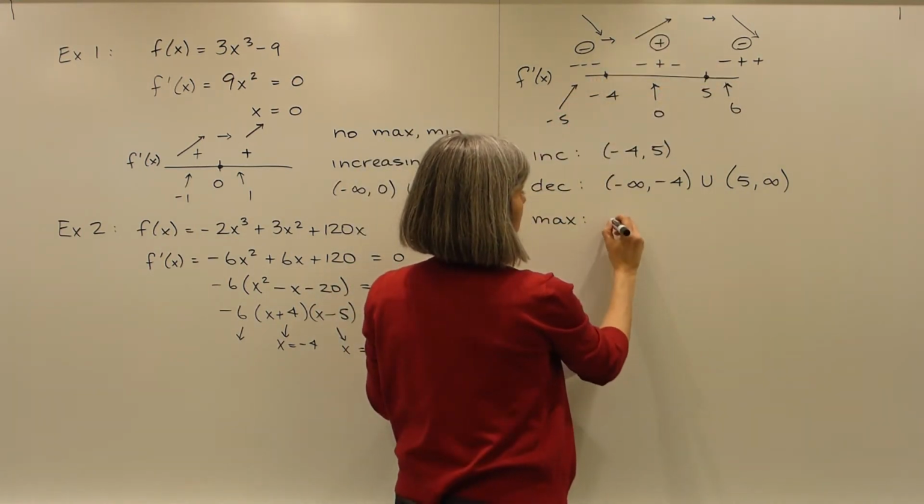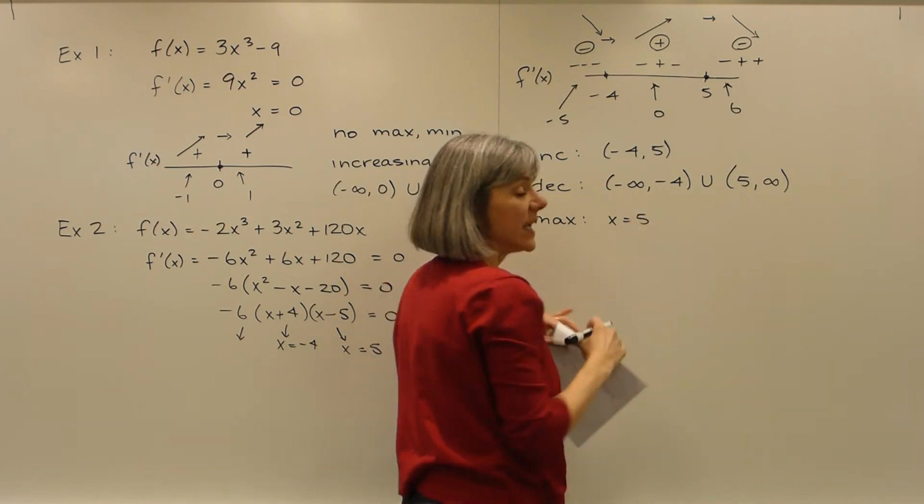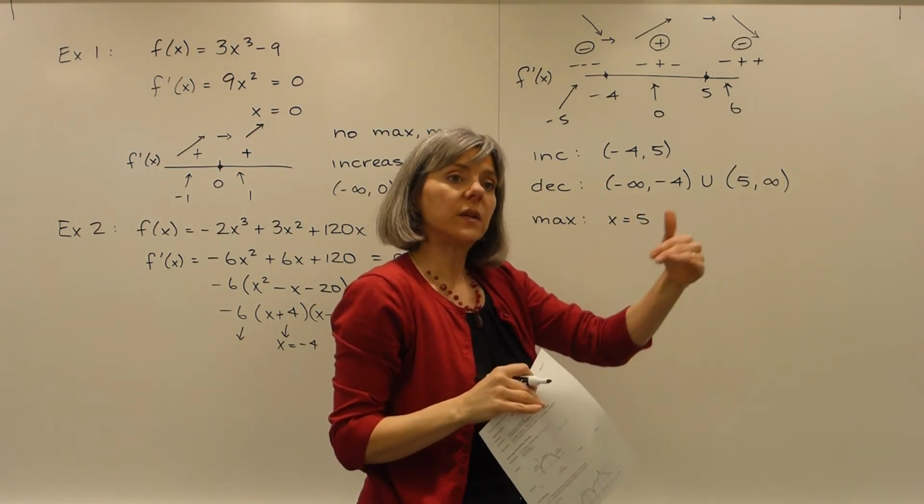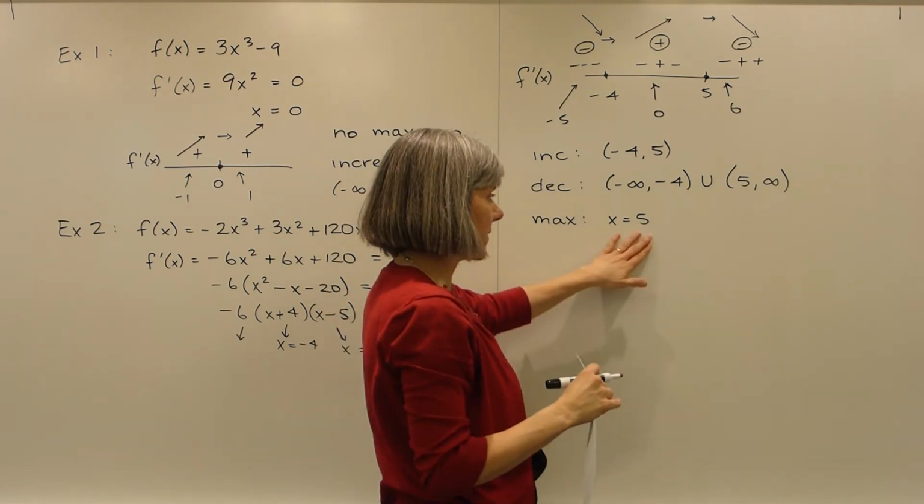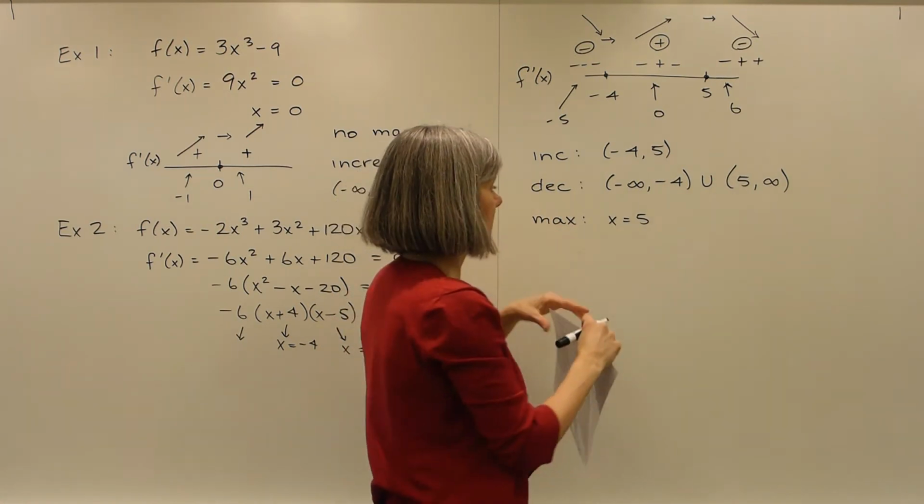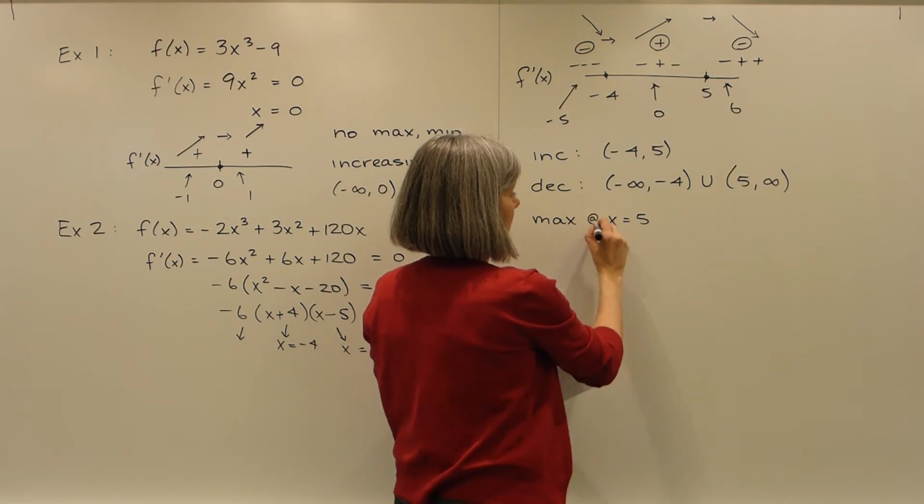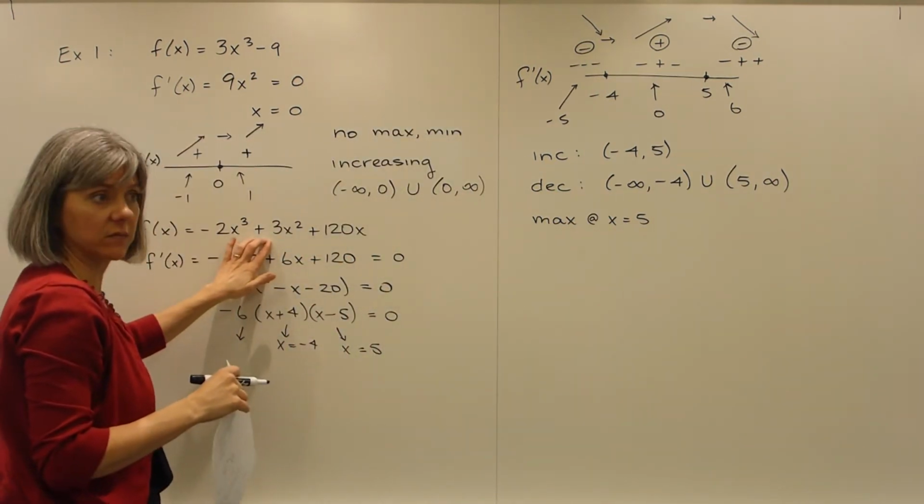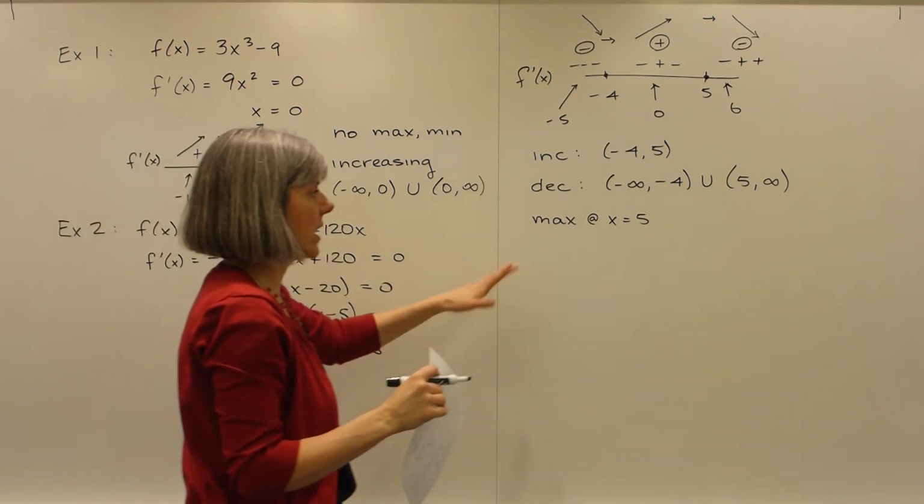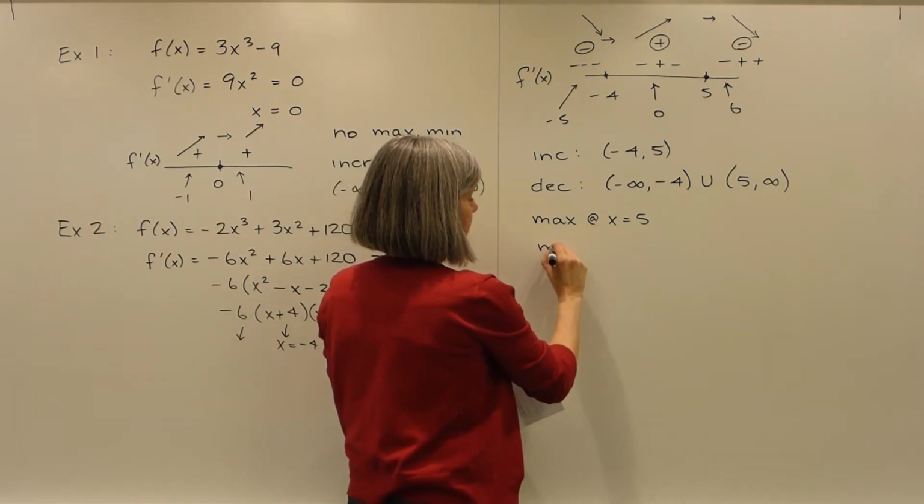So the local max would be at x equals 5. If the problem says what is the local max, then you need a y value, not an x value. So where is the max? The max occurs at x equals 5. What is the max means I need to come back in here and plug in, which I didn't do ahead of time, so I'll let you do that if you like.